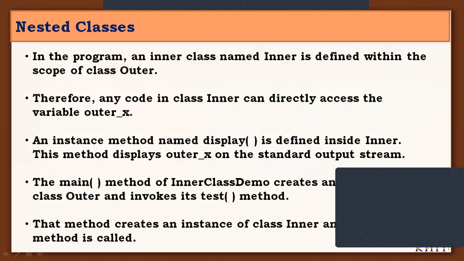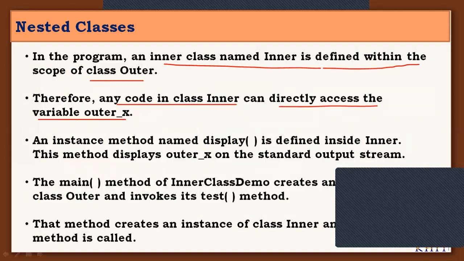In the program, an inner class named inner is defined within the scope of the class outer. Therefore, any code in class inner can directly access the variable x of outer. The previous program is trying to explain and justify these statements.